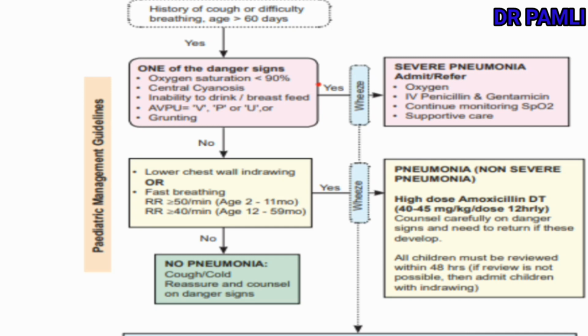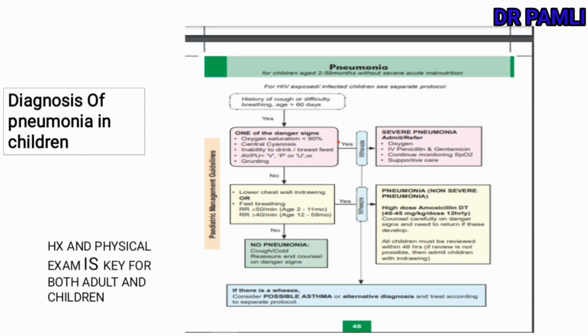When there's lower chest indrawing, this is what children normally come with, and even fast breathing. So we normally consider respiratory rate. If it is greater than 50, age 2 to 11 months, and greater than 40, age 12 to 59 months, then it's just a simple pneumonia, or we call it non-severe pneumonia. So we normally administer a high dose of amoxicillin, around 40 to 45 milligrams per kilogram, 12 hourly. And if you see that a child has just a cough or cold, this is no pneumonia, we can just reassure the child, the mother, and do the counseling.